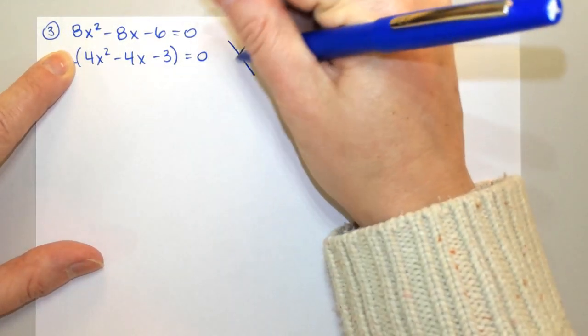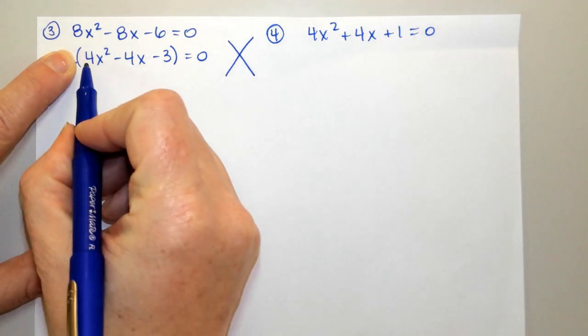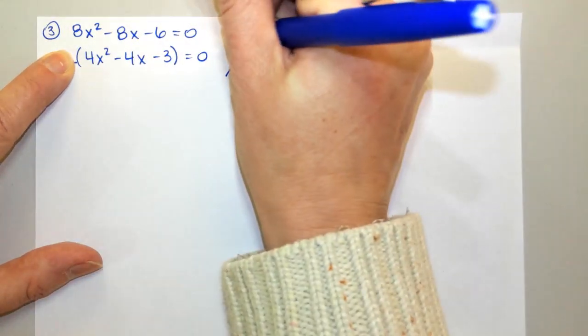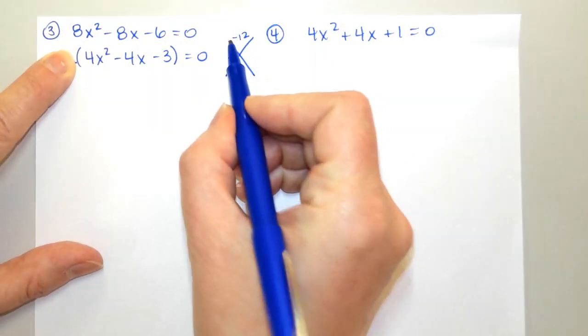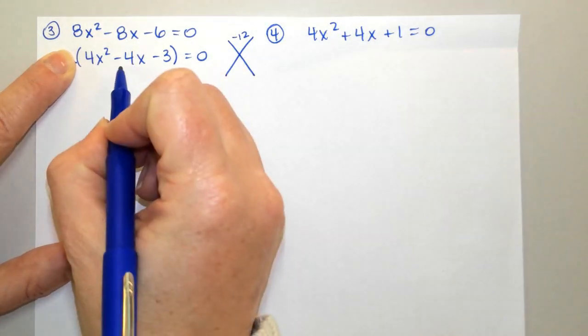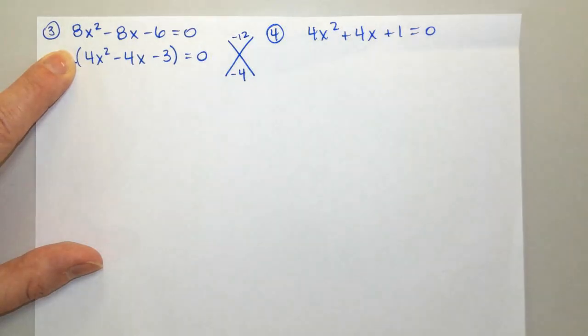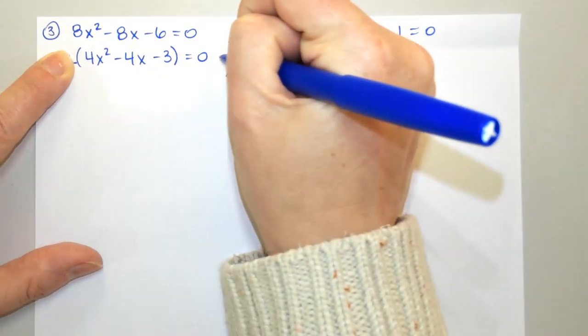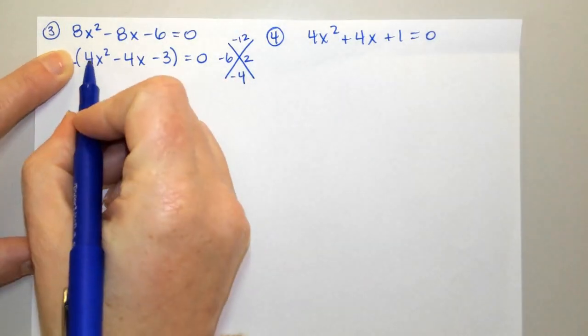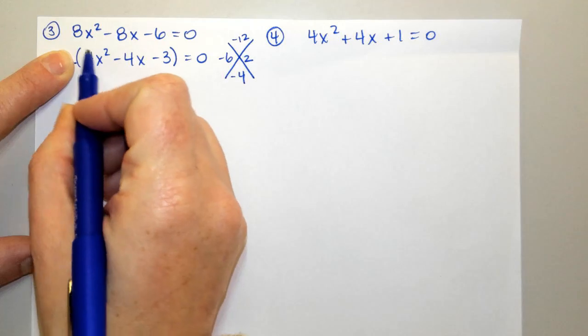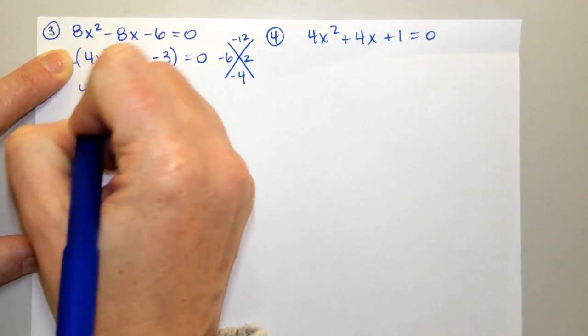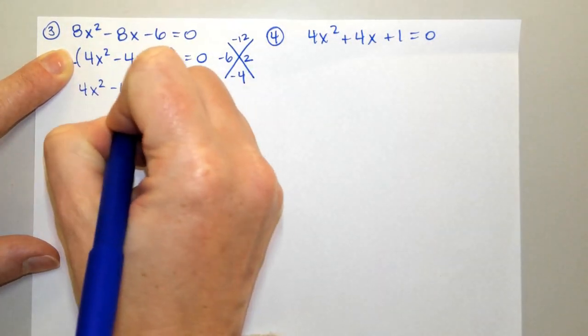Once again, you don't have to do it my way, but I'm looking for 2 numbers that, when I multiply a and c together, so negative 12, multiply to negative 12, but then add up to negative 4. Can you guys shout out the ones that work? Negative 6 and 2. Fabulous. Because my leading coefficient is bigger than 1, if you're going to factor by grouping, you have to rewrite this.